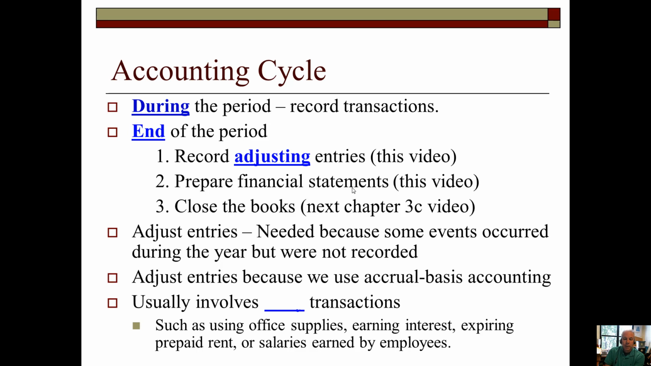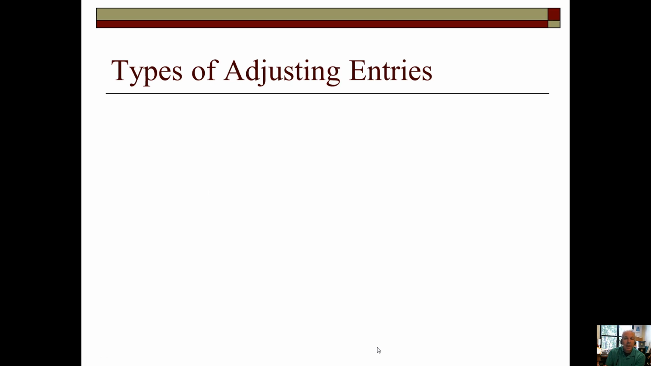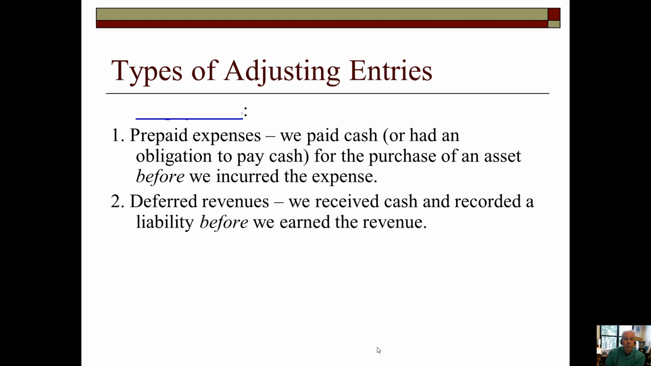So adjusting entries. Why are they needed? They're needed because some events occurred during the year but were not yet recorded in the daily transactions. Adjusting entries are also needed because we're required to apply them under accrual-based accounting. Remember, that is what we call the creative writing of the accounting language. Generally, these involve our daily transactions, such as using office supplies, earning interest, expiring prepaid rent, or salaries earned by employees. There are two main types of adjusting entries that you need to be familiar with.